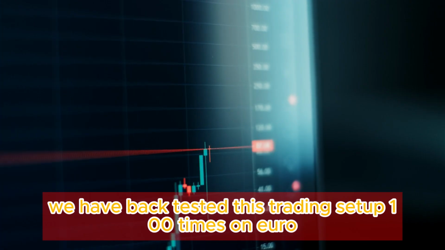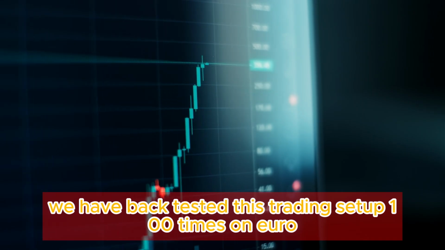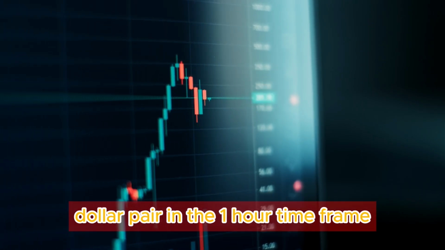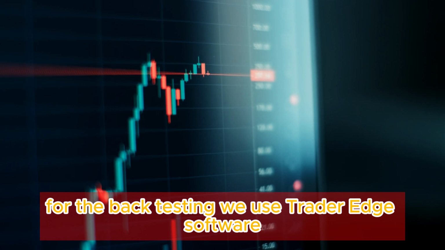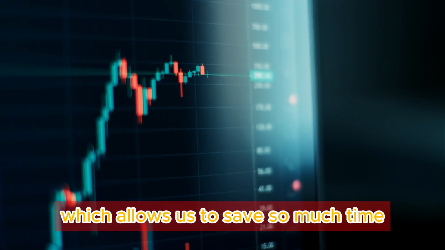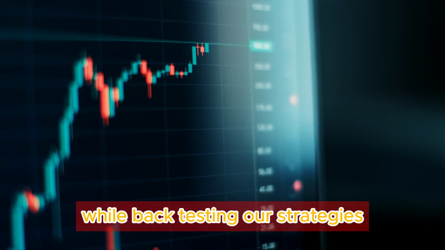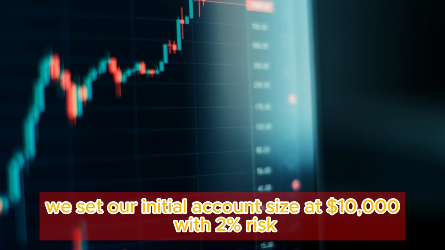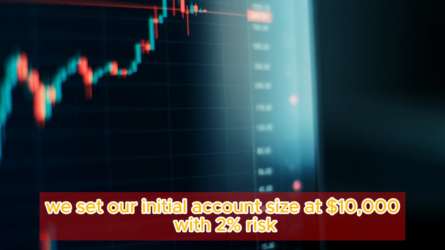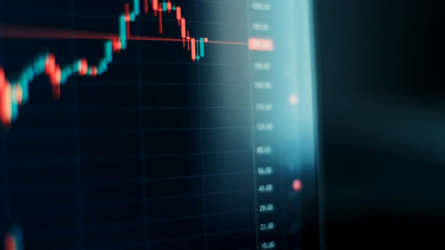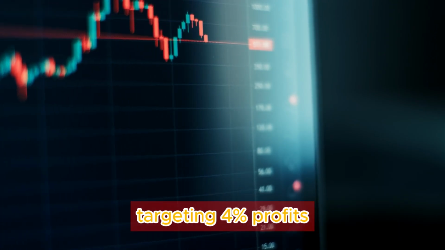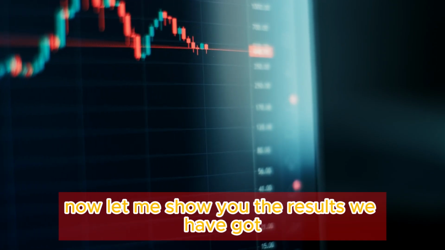We have backtested this trading setup 100 times on the EURUSD pair in the 1-hour time frame. For the backtesting, we use Trader Edge software, which allows us to save so much time while backtesting our strategies. We set our initial account size at $10,000 with 2% risk, targeting 4% profits. Now let me show you the results we have got.